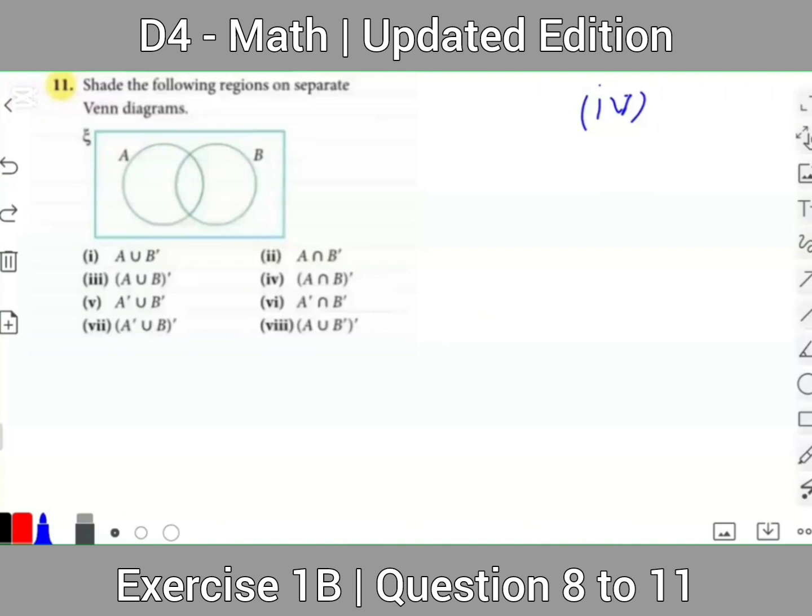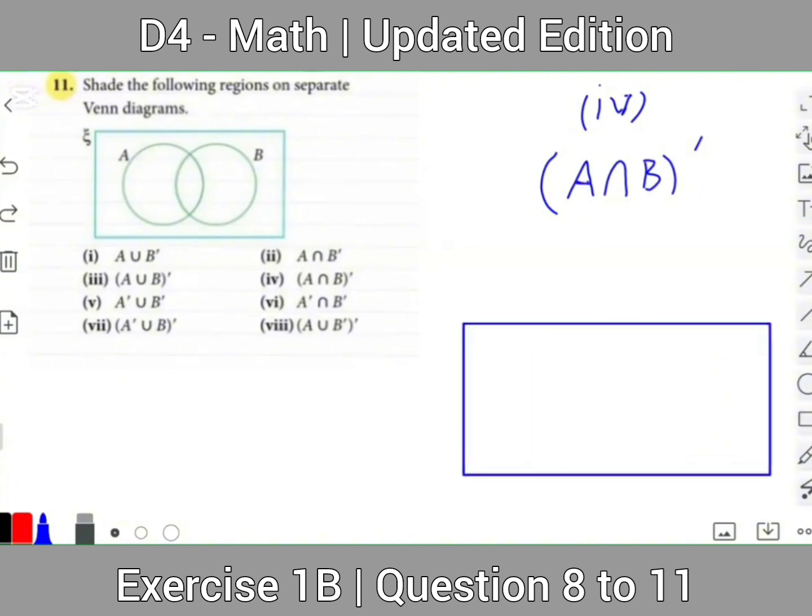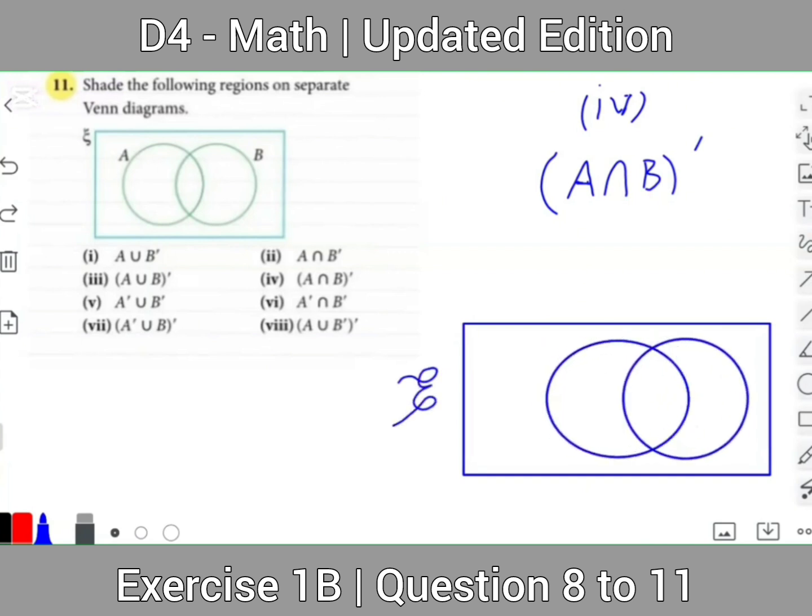In part 4, we have to find out the shaded region for A intersection B whole complement. So for this, we will draw a rectangle that represents the universal set eta. Inside it, we will draw two overlapping circles that represent the sets A and B respectively. Since we know what is meant by A intersection B, the region that represents A intersection B is nothing but the overlapping region.